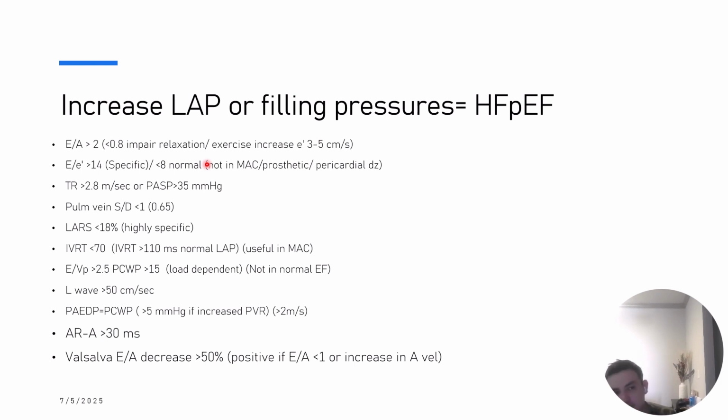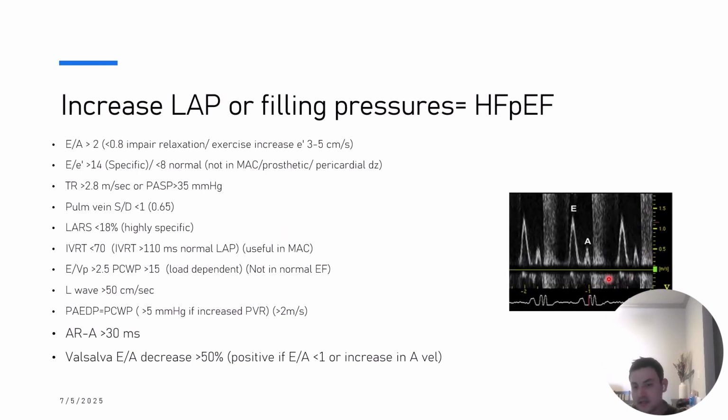So what other parameters tell you there is increased LA pressure or filling pressure, which is going to equal heart failure with preserved ejection fraction? Remember this: abnormal diastology doesn't mean heart failure with preserved ejection fraction, but increased LA pressure means heart failure with preserved ejection fraction in the right clinical context. 99% of the time with increased LAP, the patient is going to be short of breath. So you can diagnose heart failure with preserved ejection fraction. I am making up this number, 99%. I could be wrong. So E over A more than 2 tells you increased LAP.